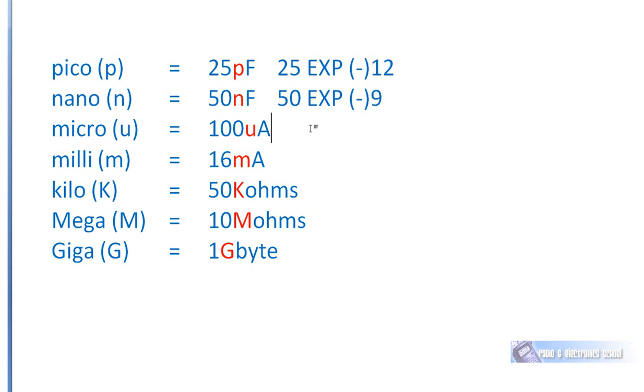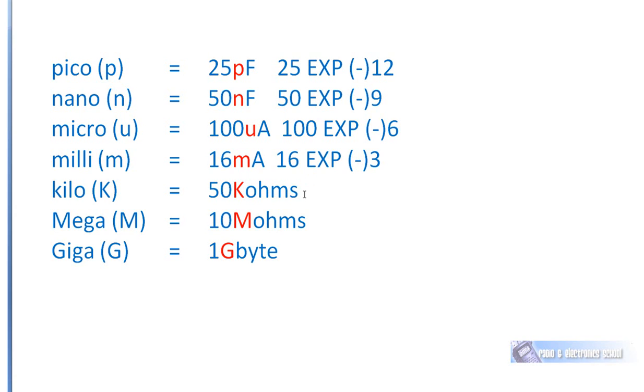Micro, so 100 microamps would be entered into the calculator: 100, exponent, either minus or the plus-minus key, and it's minus 6. Milli would be 16, exponent, minus 3, because it's a thousandth. 3 zeros in a thousandth, so it's minus 3. The minus says it's a thousandth.